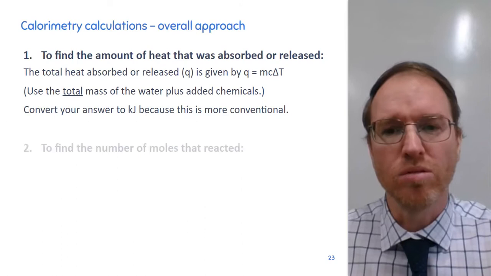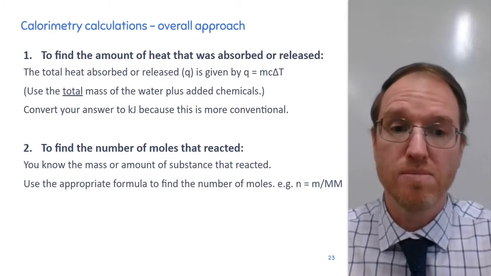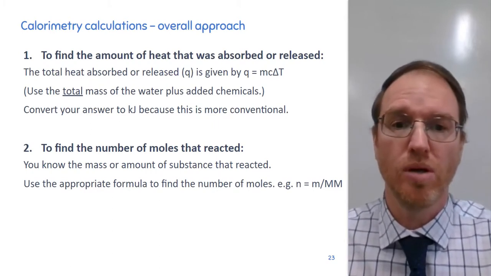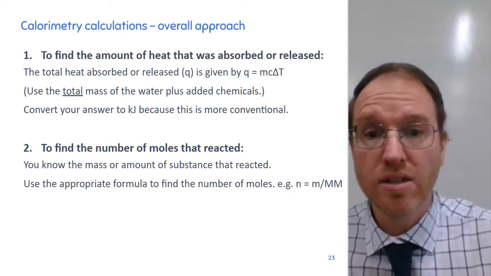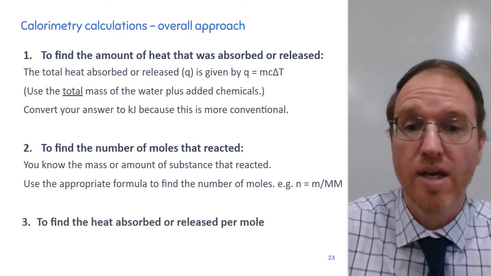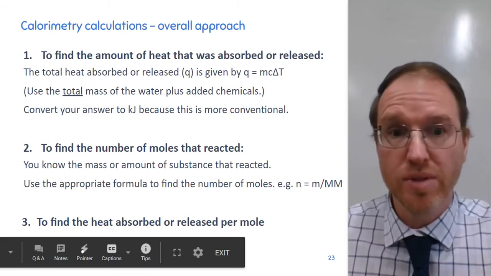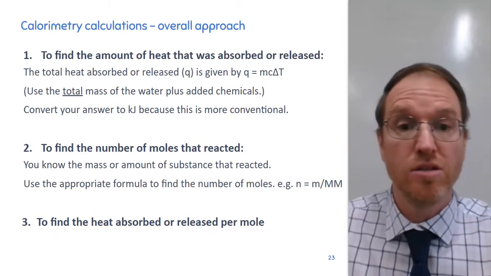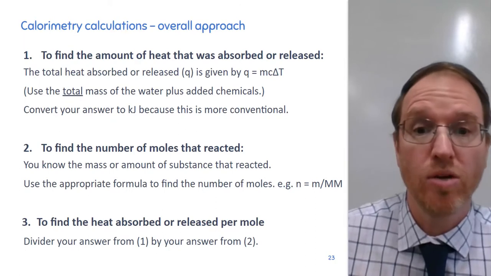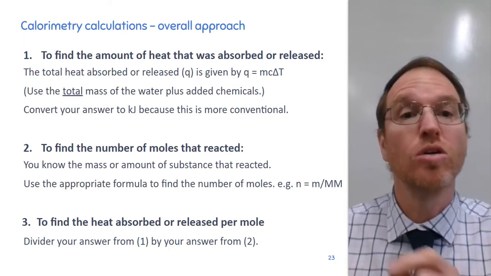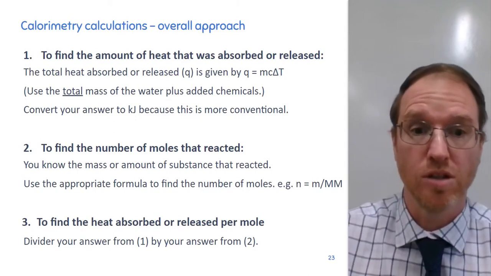Now we want to find the number of moles. So we know the mass of the substance that reacted, and so you can easily use number of moles is mass over molar mass to find the number of moles. If we were using solutions or something instead, you could use the appropriate formula. So we can find the heat, we can find the number of moles, and so how do we find the heat absorbed or released per mole? Well, when you see per, that's normally divided by. So this is going to be the heat divided by the number of moles. So if you divide your answer from number 1, the total heat released, by your answer from number 2, the number of moles you had, you will get the amount of heat released per mole of substance that dissolved. That's your molar heat of solution.